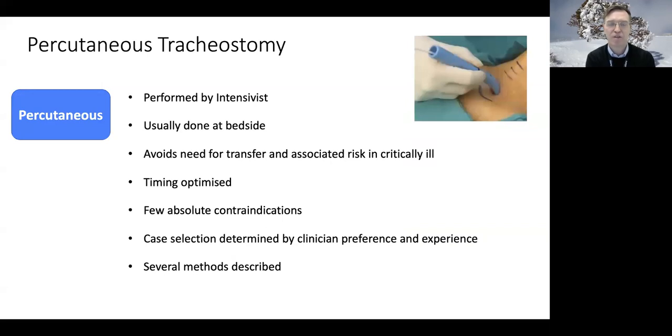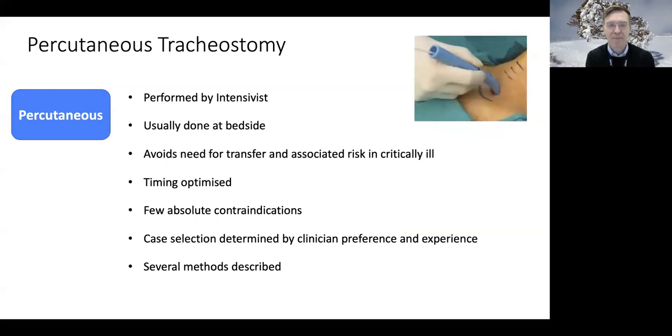Percutaneous tracheostomies can be undertaken by anaesthetists and intensivists. They're almost always done at the bedside. It has benefits that we don't necessarily need to take a patient to the operating room, particularly when they're unwell. And we can maybe be more selective with the timing because we're not having to coordinate with operating room teams. There are few absolute contraindications.